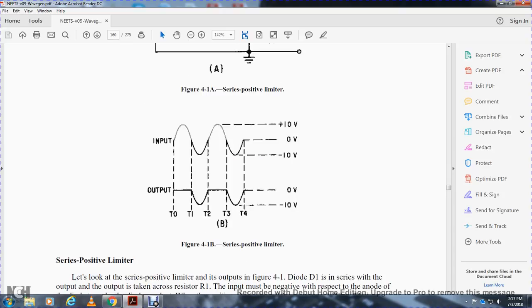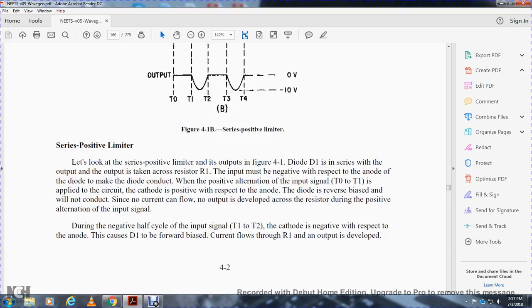Input and output, series positive limiter. Look at the series positive limiter of figure 4-1, with diode 1 and the output taken across resistor 1. The input must be negative with respect to the anode of the diode to make the diode conduct. A positive alternation of the input signal, during the time interval 0 to time 1, is applied to the circuit with the cathode positive with respect to the anode. The diode is reverse biased and will not conduct. Since no current flows, no output is developed across the resistor during the positive alternation of the input signal.